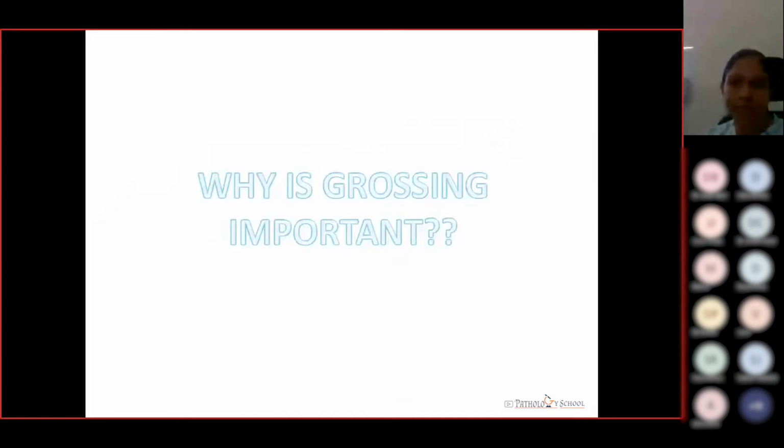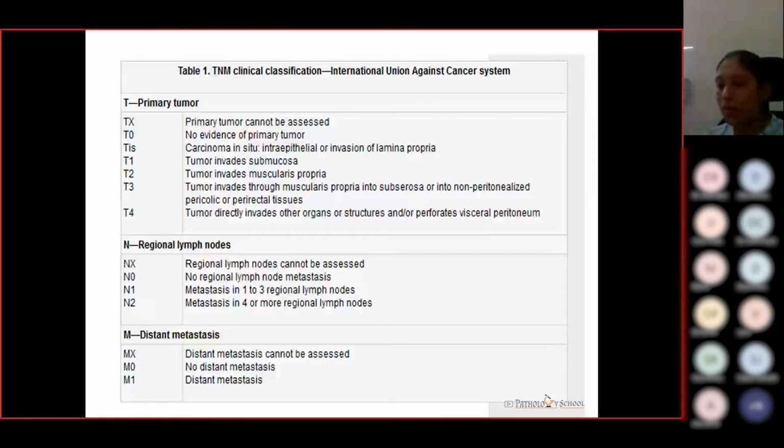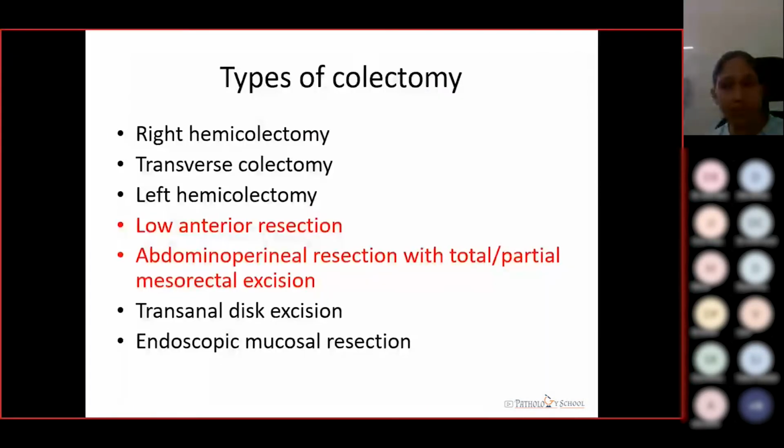So first of all, why is the grossing important? The biggest question is, what does the surgeon want from you? The answer is obviously the classification, which demands what is the tumor grade, tumor stage, and the lymph node and margin status. Without going into much of these specifics, I will just show you what I mean by good grossing. So types of colectomy specimens that we generally encounter in practice are listed here.